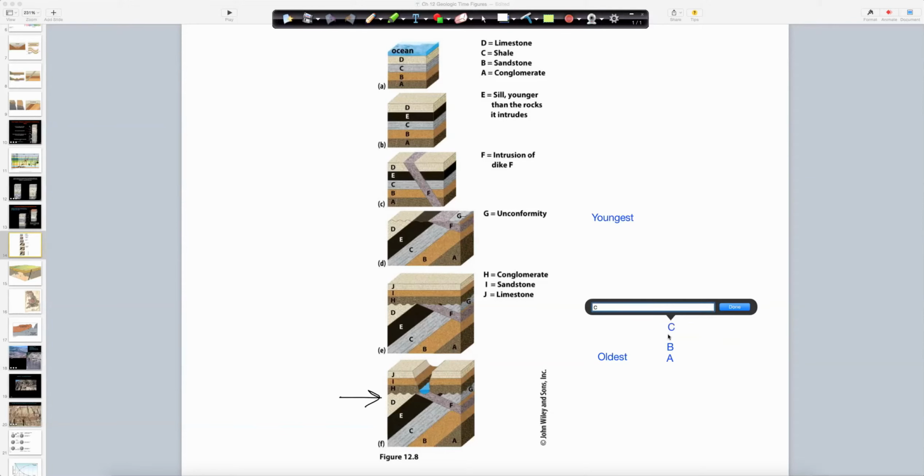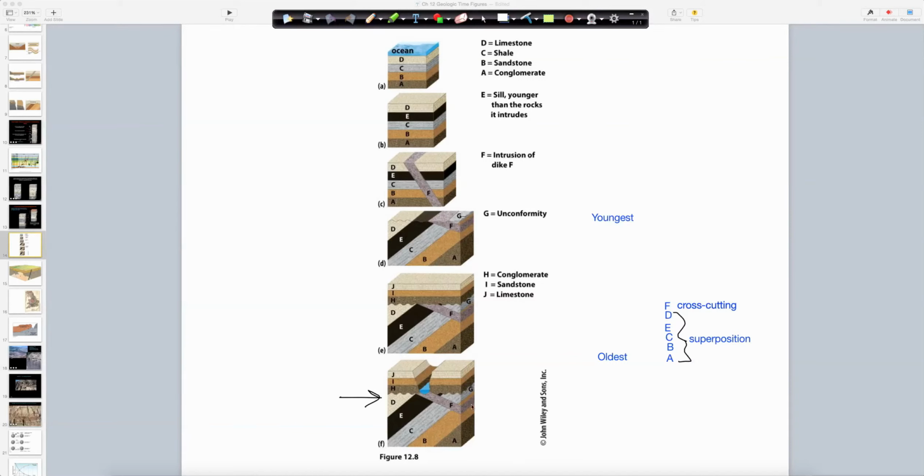Then C. Then E. Then D, and then F. So for A through D, I use the principle of superposition. But F, I use the principle of cross-cutting relationships, because F is an igneous intrusion, but it's cutting across everything.